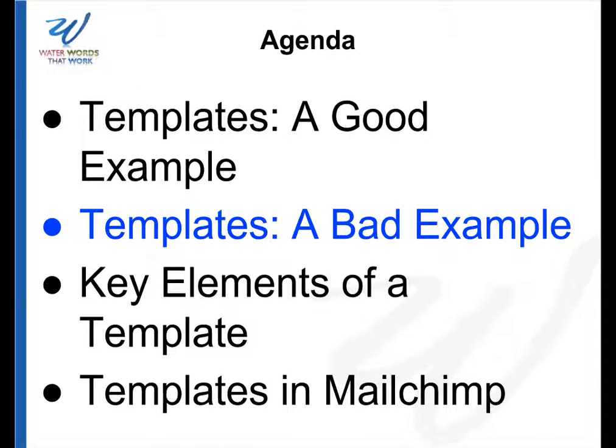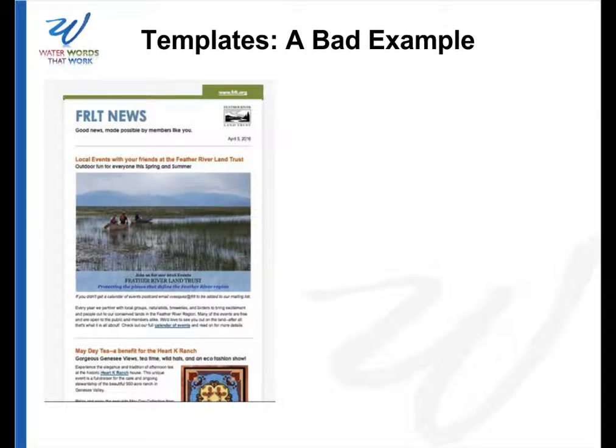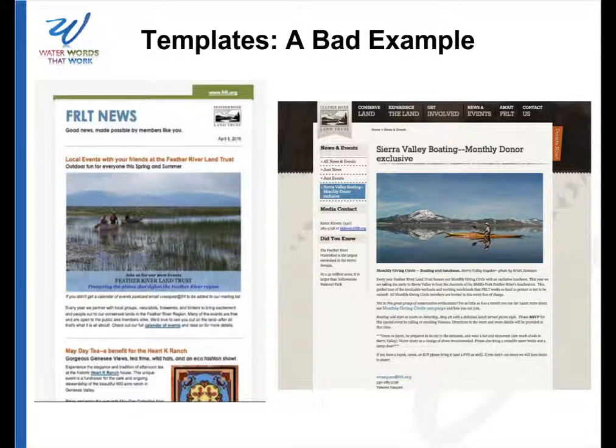So let's take a look at a bad example. Here's another email from another land trust. This is the Feather River Land Trust in California. Now, the email looks pretty nice. There's nothing wrong with this email, except that it looks completely different from the website where the landing pages are. Completely different. The logos are not in the same place, and they have different color treatments.